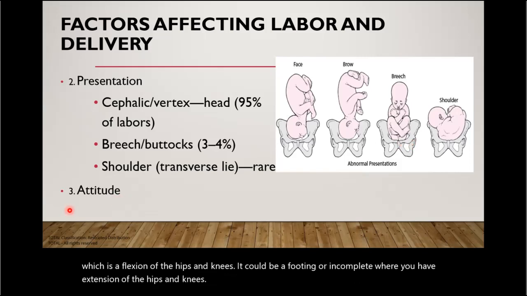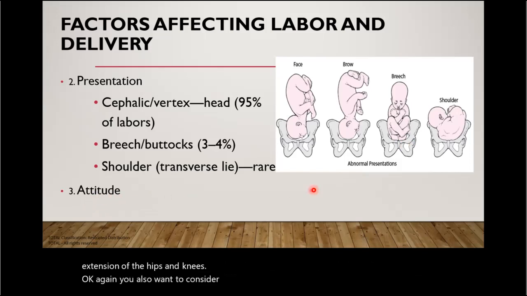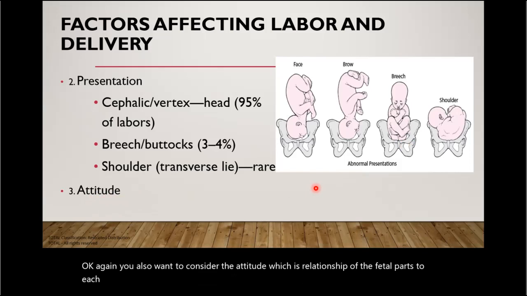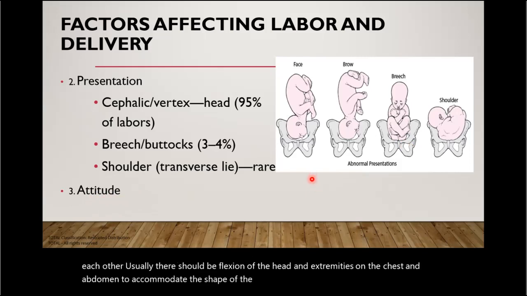Okay, again, you also want to consider the attitude, which is the relationship of the fetal parts to each other. Usually, there should be flexion of the head and extremities on the chest and abdomen to accommodate the shape of the uterine cavity. So you want to monitor the fetal attitude.